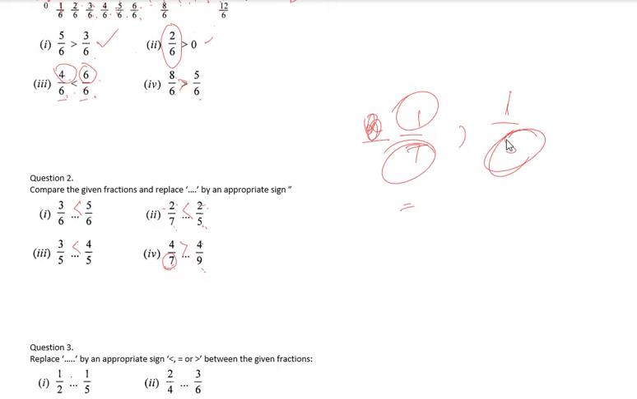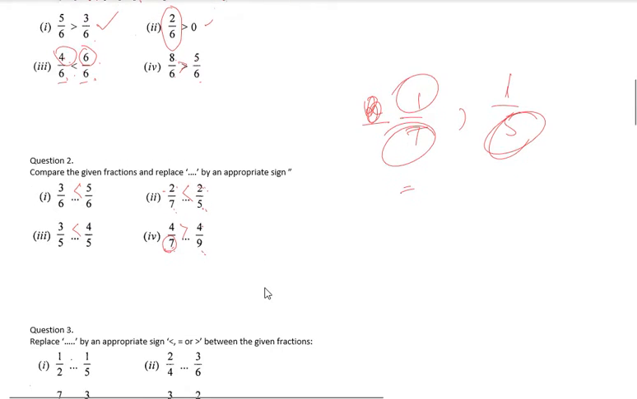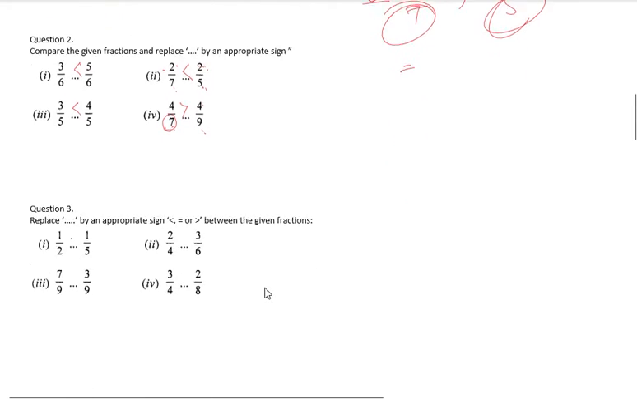The next question is: replace by the appropriate symbol. 1 by 5 and 2 by 5: similar, the numerators are 1 and 2. Then for the same numerator, smaller the denominator, greater is the fraction. Number 2: 2 by 4 and 3 by 6.